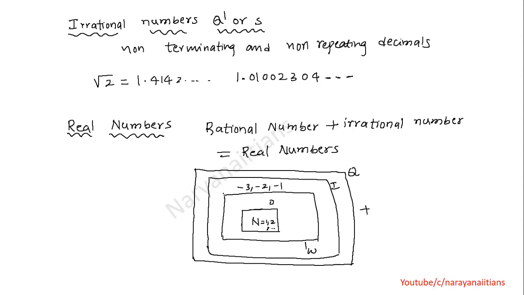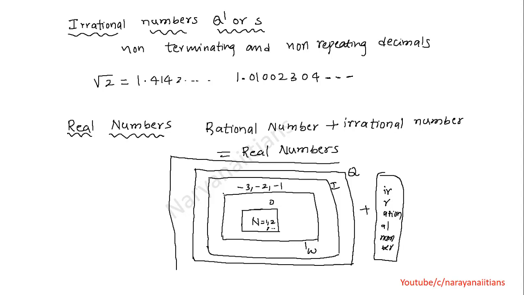The next one is adding irrational numbers, Q dash. Combining these two, you will get the real numbers. This total set is the real numbers.